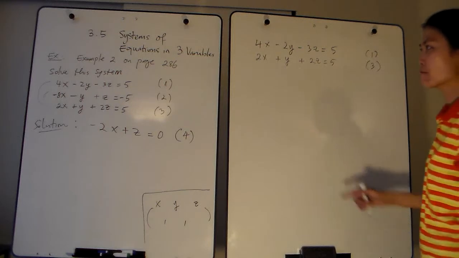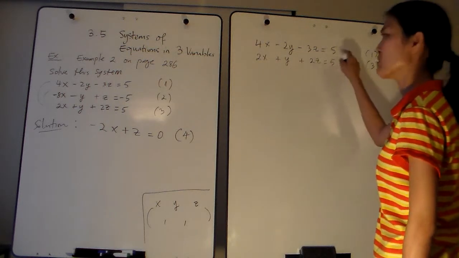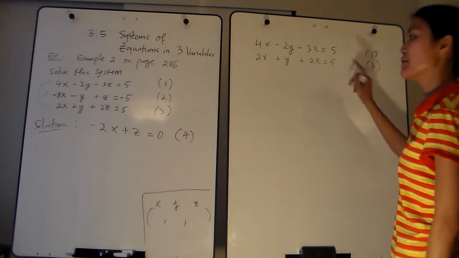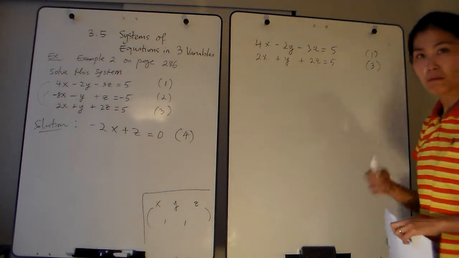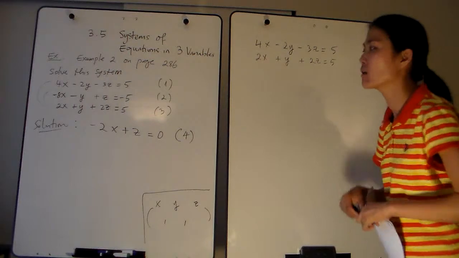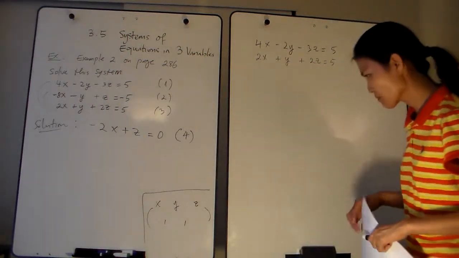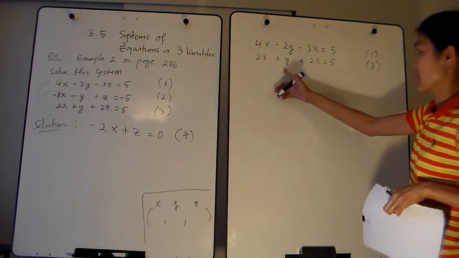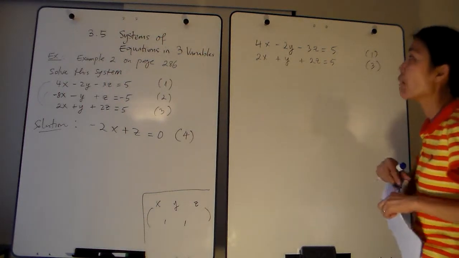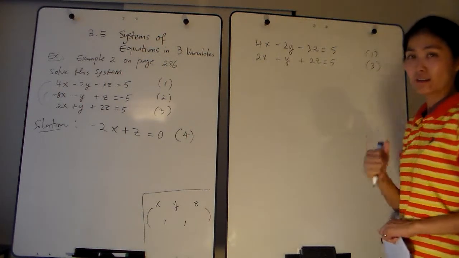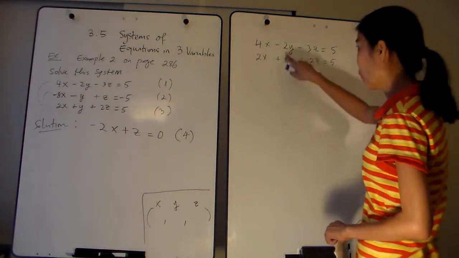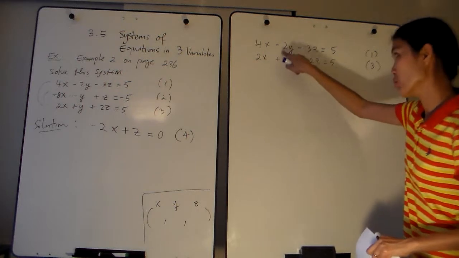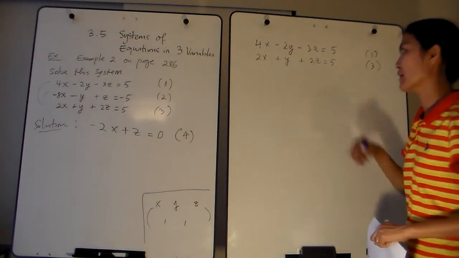Let's verify one more time. 4x subtract 2y, subtract 3z equal 5. 2x plus y plus 2z equal 5. Alright. Remember, the goal is to eliminate y. Okay? So, to eliminate a y, you need to have the same coefficient with opposite sign. Opposite sign, we got already, which is good. But the coefficient for this y right here is negative 2. The coefficient for this y right here is positive 1.